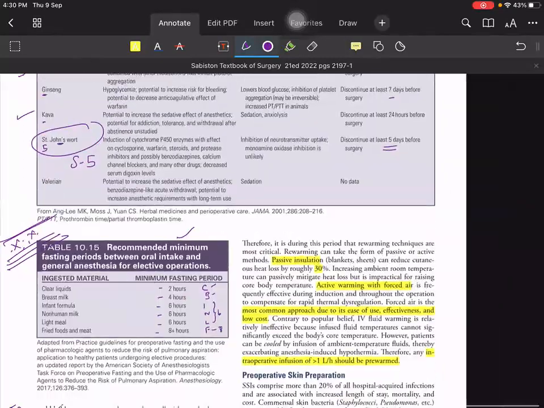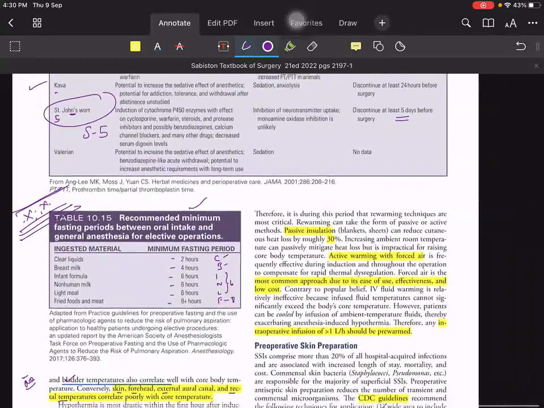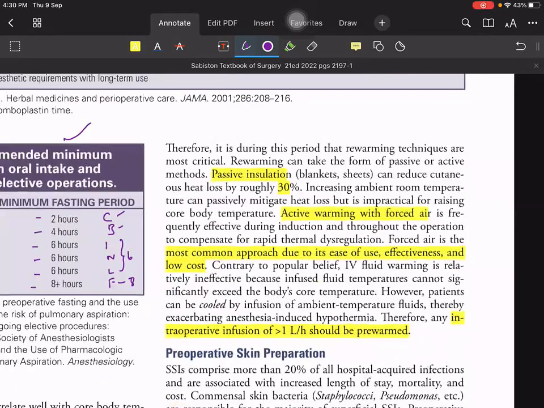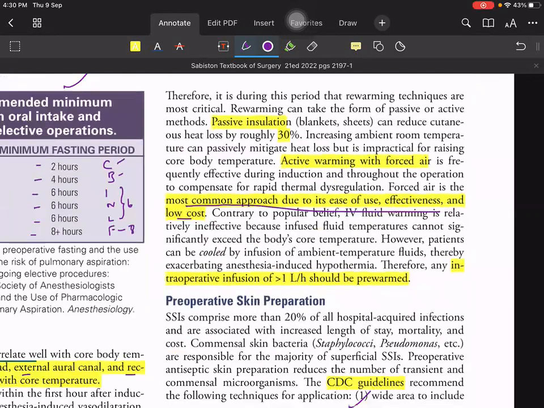So then, how to rewarm the patient? Rewarm the patient using passive insulation, which gives only 30% of the heat loss, and active warming. Active warming with forced air is the best and most common approach due to ease of use, effectiveness, and low cost. When you are giving a large amount of fluids, more than 1 liter, it may cool the patient. So intraoperative infusion of more than 1 liter should be pre-warmed. You should warm the fluid and then give it.